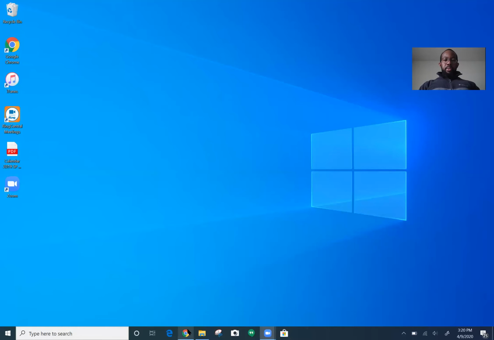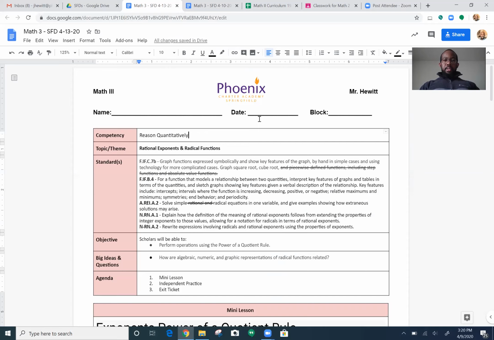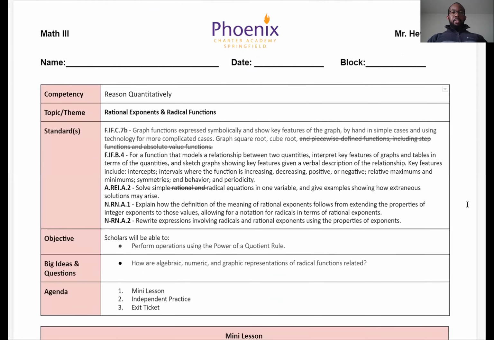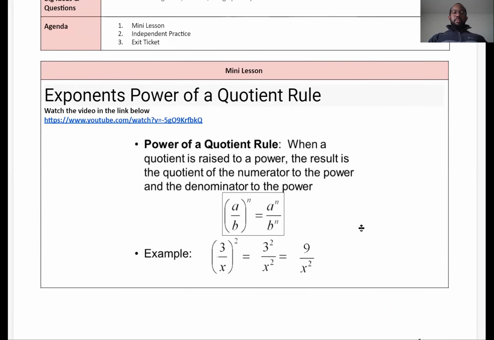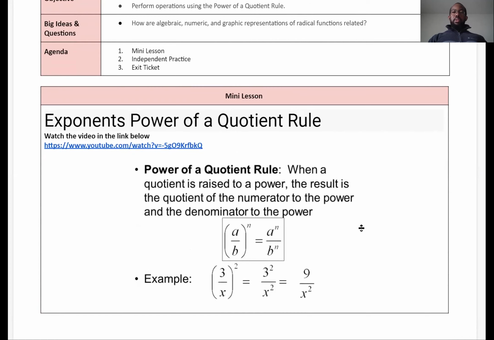So again, today we're going to be looking at the power of a quotient rule. Right now I'm going to share my screen with you so that we can go through the student-facing document together. Today you're going to be learning how to perform operations using the power of a quotient rule. Right now, take a moment, pause this video, watch the video in the link below, and then resume watching this video.